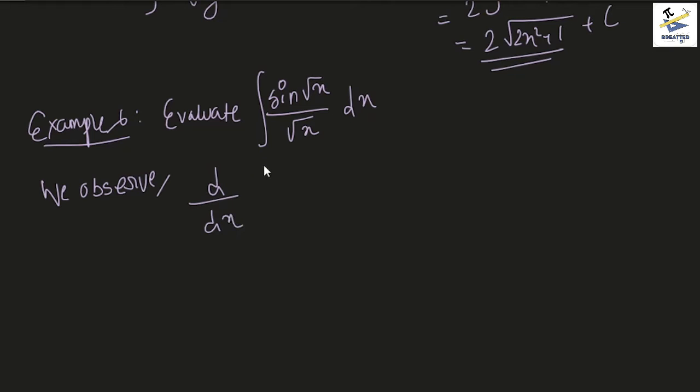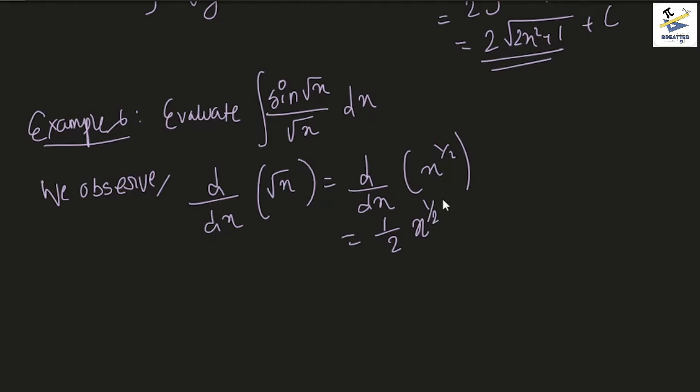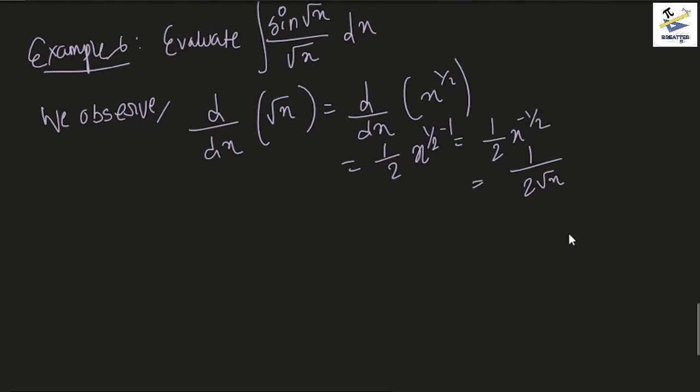d/dx of root x is just equal to d/dx of x to the power 1 by 2. Now we have learned previously that the d/dx of x to the power something is that the power comes out as a coefficient, and the power is reduced by 1, which means it is half into x to the power minus half, or in other words 1 by 2 root x, right? So if we were to differentiate, what we would get is something like this.